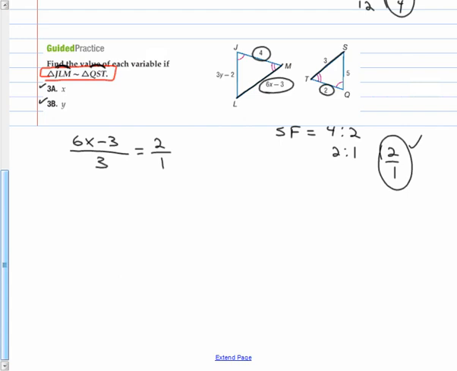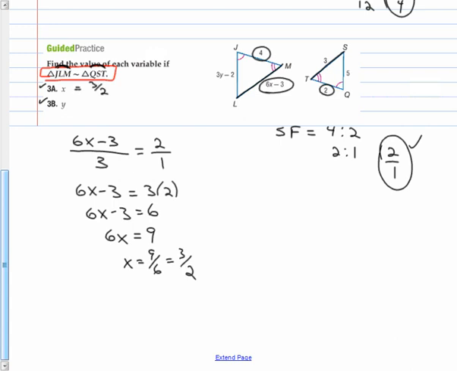So now I can find my cross products. 6x minus 3 times 1 equals 3 times 2. So 6x minus 3 equals 6. 6x equals 9. X must equal 9 over 6, which reduces to 3 over 2. X is 3 over 2.